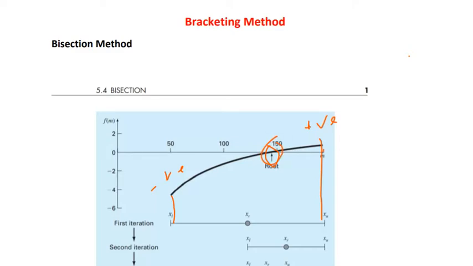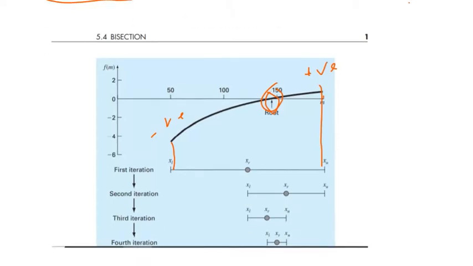So you start with a guess value of lower and upper. You choose them such that the sign of the function changes from negative to positive or positive to negative. In the bisection method, you start with this x lower and x upper, and then you just bisect it. This here is the average of the two. So this is xr, where xr is x lower plus x upper divided by 2.